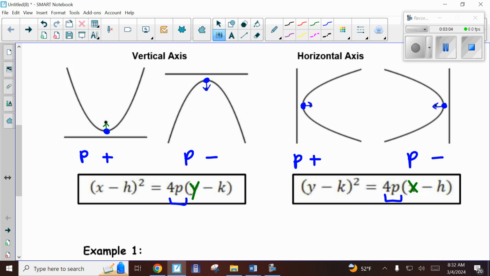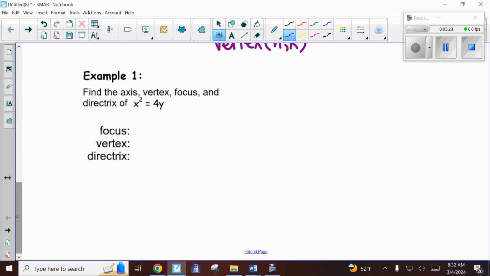Now, if you guys pay attention to the order of the letters, you can find the vertex the way we've been finding it in every single example that we've ever done. It's going to be h and k. But just remember, you have to pay attention because the orders aren't always alphabetical. So here's what we're going to do. We're going to start off by finding the vertex.